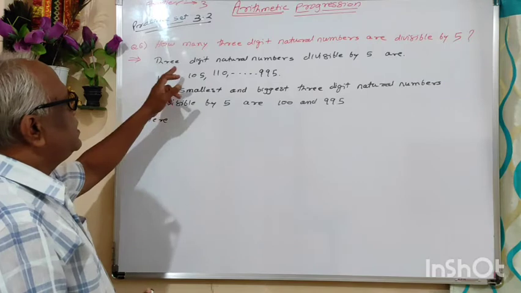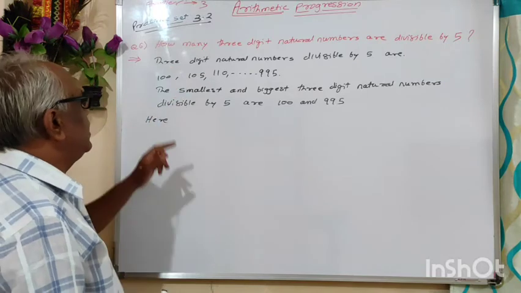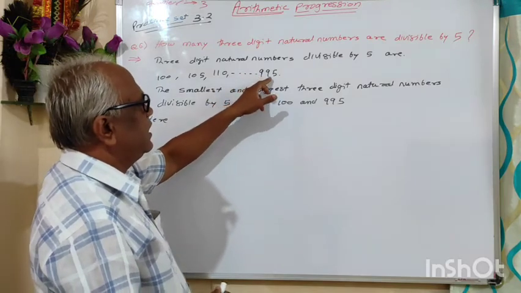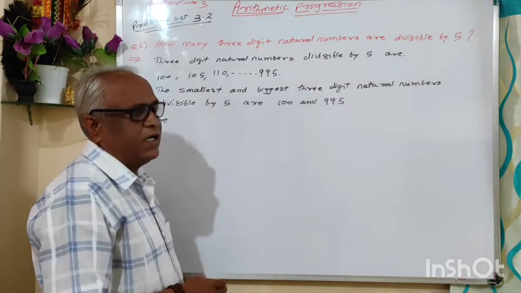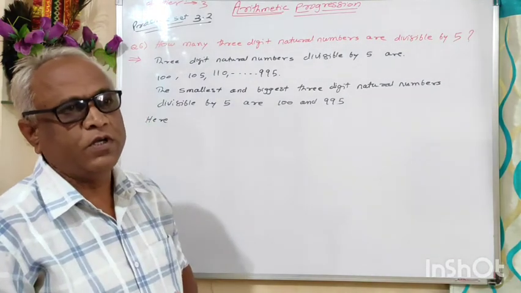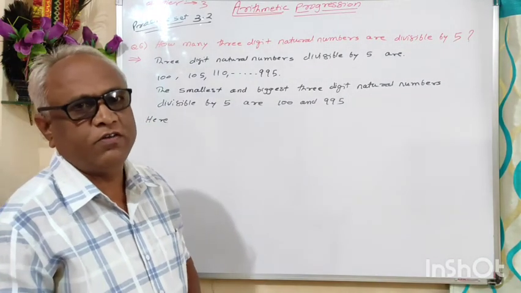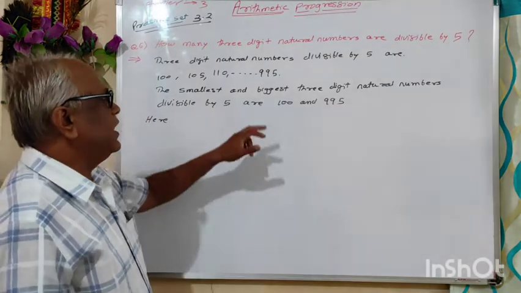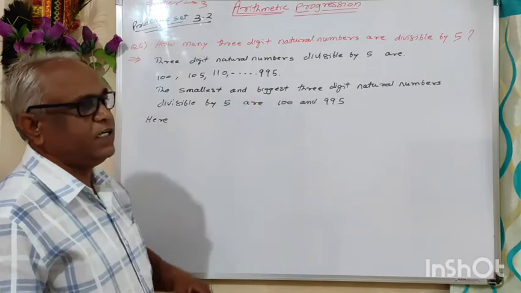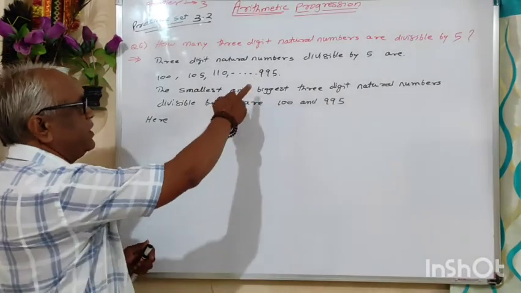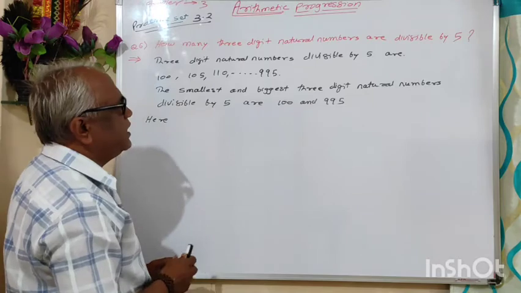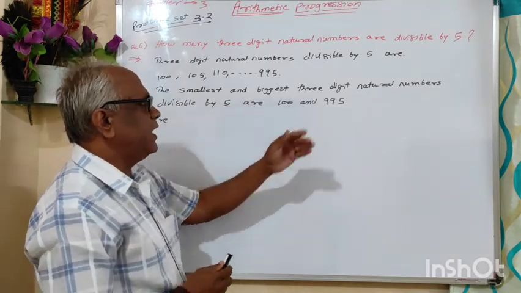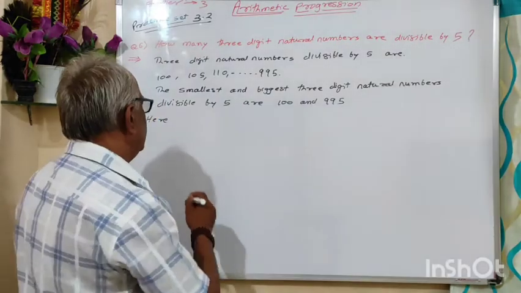Here the 3-digit natural numbers divisible by 5 are 100, 105, 110, and so on up to 995. If you see, 996 is not divisible by 5, 997 also is not divisible by 5, and 999 is also not divisible by 5. The last digit 5 makes 995 divisible by 5, so we have taken it till here. The smallest and the biggest 3-digit natural numbers divisible by 5 are 100 and 995.